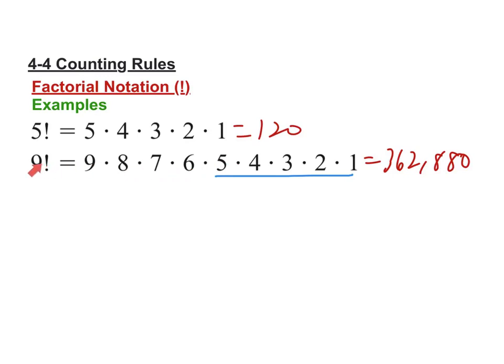So I could have written 9 factorial, and later on you're going to see why I would even want to do that. I could rewrite this as 9 times 8 times 7 times 6 times 5 factorial. That is the same thing as 9 factorial. Again, when we get into some problems in a little bit, you'll see why I might want to do that. Now, general rule for factorial.